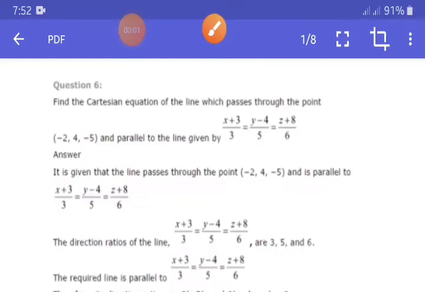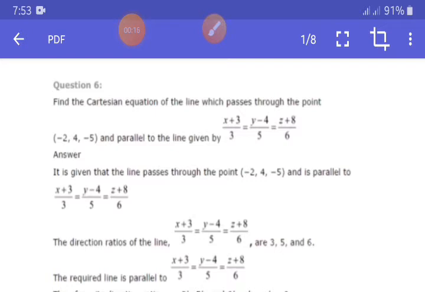Hello students, today we are going to discuss equation of the line in space related questions. Now we are going to see question number 6.